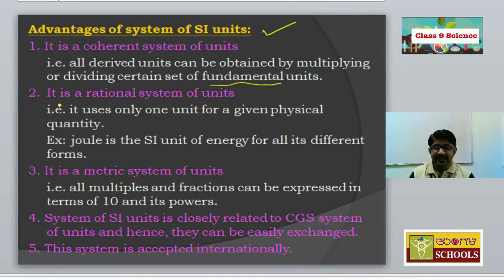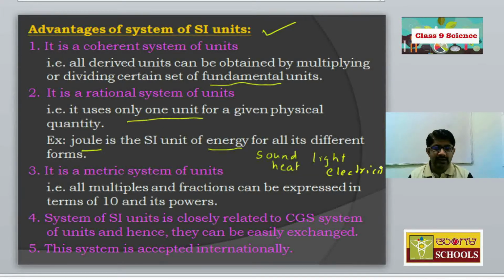Second one, it is a rational system of units. Rational system of units means what? It uses only one unit for a given physical quantity. Let us take the example here. Joule is the SI unit of energy. We have so many forms of energies like sound, heat, light, electricity, and so on. There are various forms of energies. Even though we have different forms of energy, joule is taken as its SI unit.